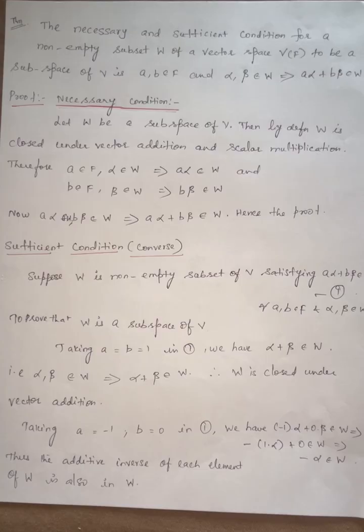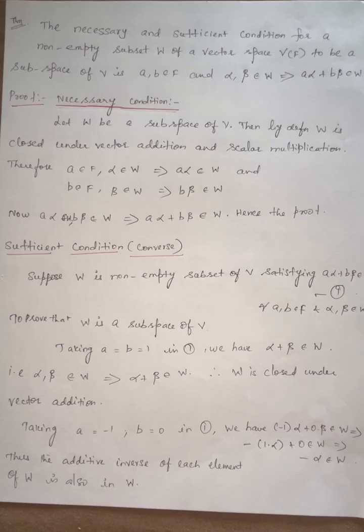belongs to W. That means the theorem says that if you assume W is a vector subspace of V over F, then the condition a, b in F, alpha, beta in W implies a alpha plus b beta belongs to W must be true. And similarly, vice versa: if this condition is true, then W must be a subspace of V. So let us assume the necessary part and prove it first. The necessary condition is that W be a subspace of V. Let us assume W is a subspace of V.